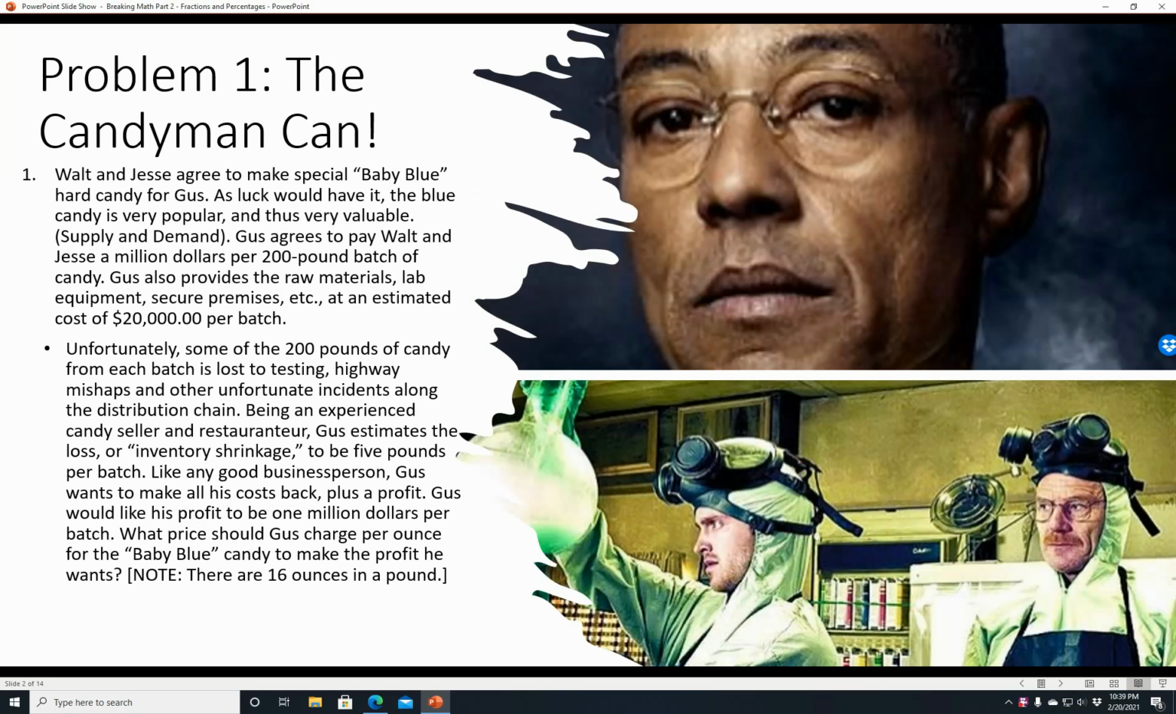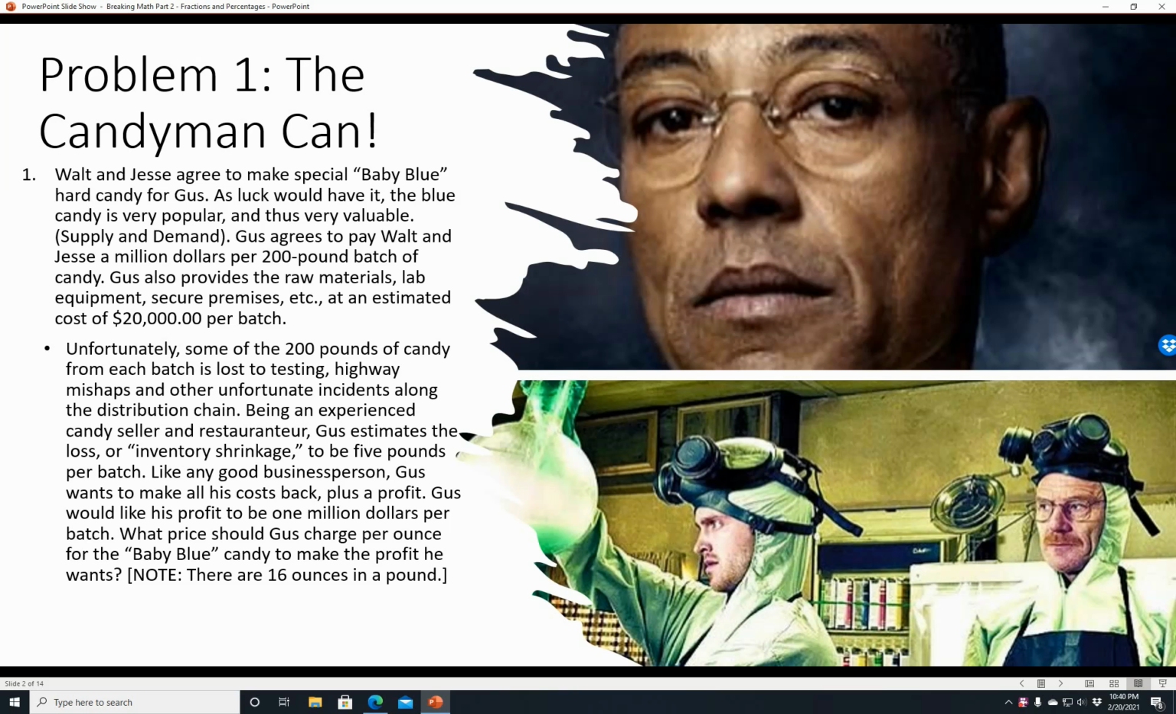Problem 1, the Candyman Can. Walt and Jesse agree to make special baby blue hard candy for Gus. As luck would have it, the blue candy is very popular and thus very valuable. Supply and demand, don't you know? Gus agrees to pay Walt and Jesse $1 million per 200-pound batch of candy. Gus also provides the raw materials, lab equipment, secure premises, etc., at an estimated cost of $20,000 per batch.